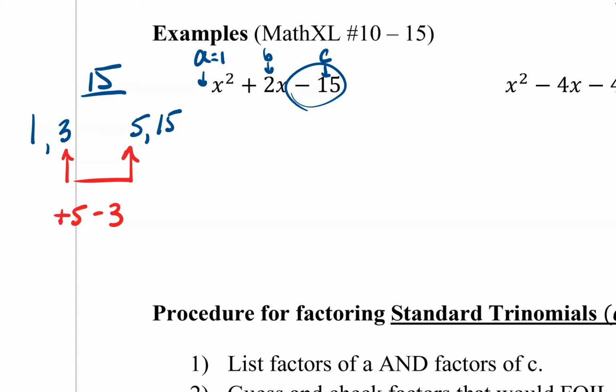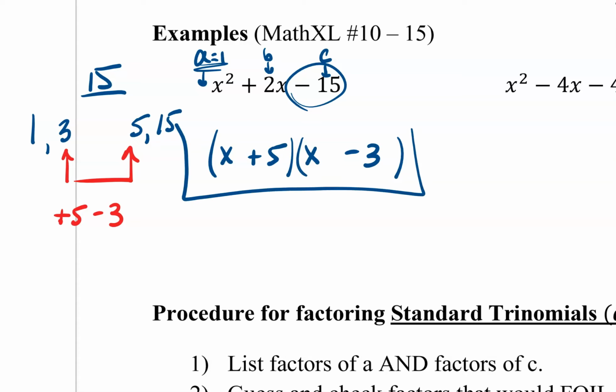So with that known, the factored polynomial takes on this form. We're going to start with x and x at the beginning. We always start with our letters at the beginning if a is equal to 1. And then we just report the two numbers that we use to complete this factor, positive 5 and a negative 3. And this factor grouping would FOIL back together to make x squared plus 2x minus 15.